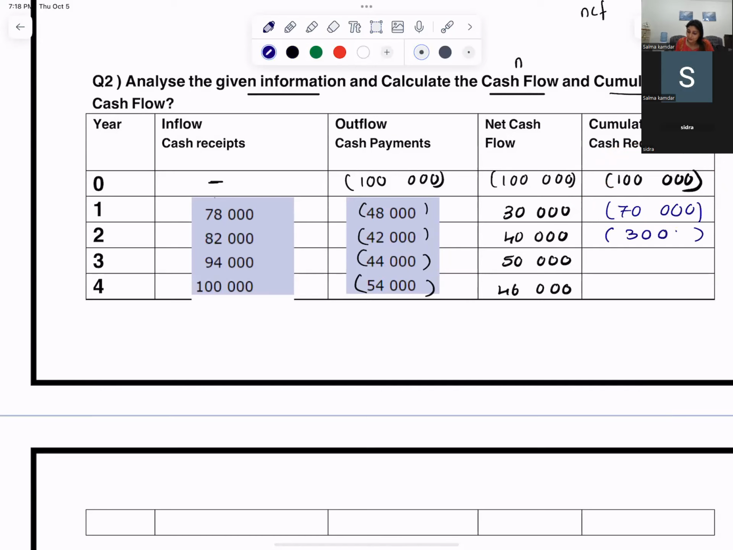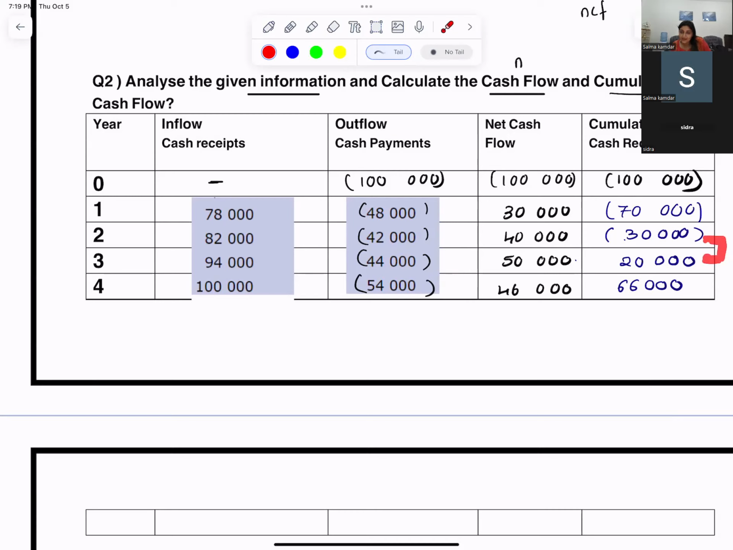At the end of year three, now you've already recovered all your investment. Sorry, only 20, now you are not in minus, you are in a positive figure of 20,000. So your full investment is going to be recovered between year two and year three. Are you with me?